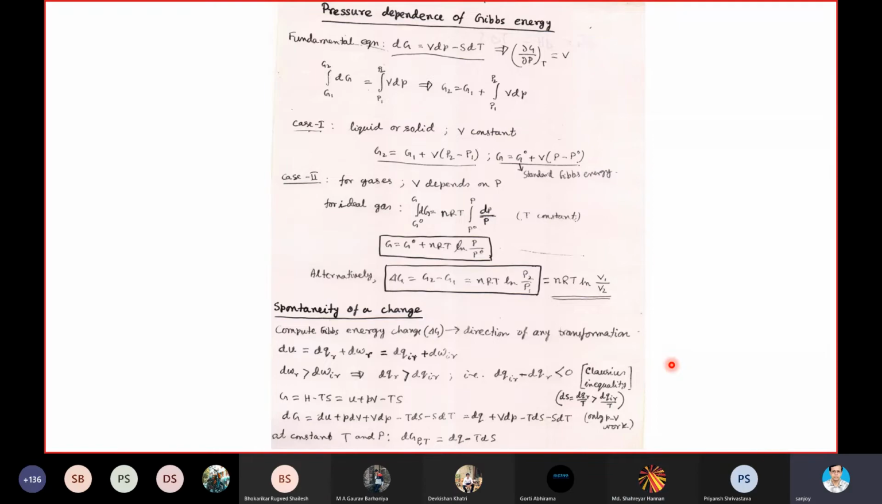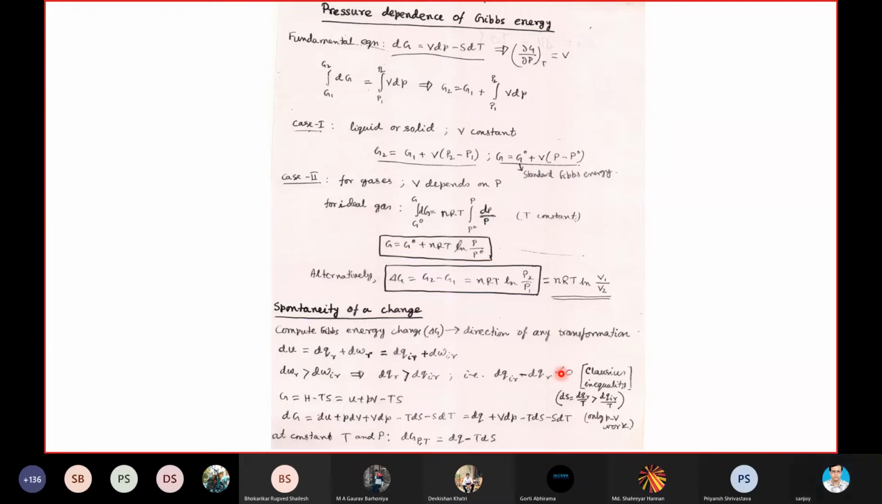Now, if you try to understand what dq is for a spontaneous process, it is basically dq irreversible. And when I write TdS, TdS is basically dq reversible. So for a spontaneous change, dG at constant pressure and temperature is dq irreversible minus dq reversible, which is less than 0.